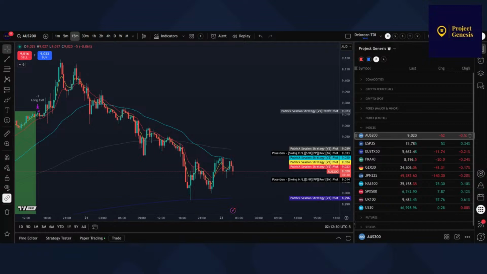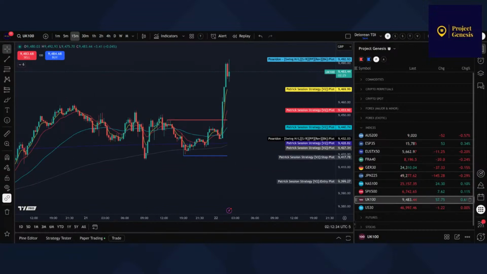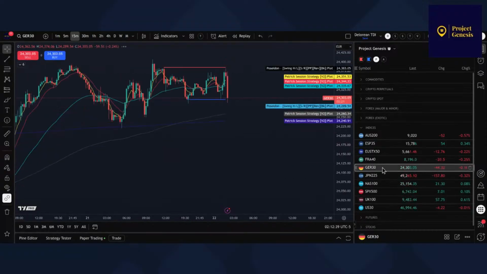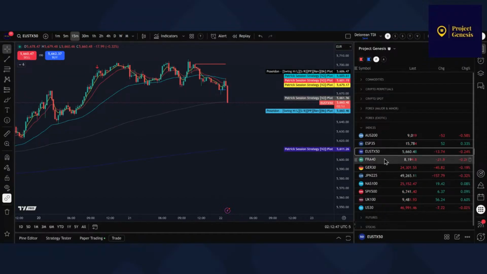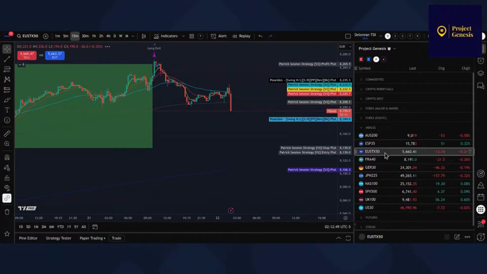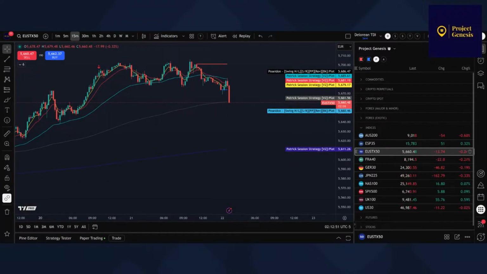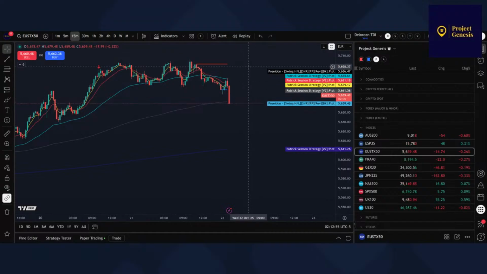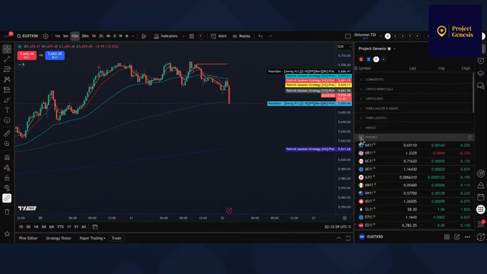Yeah, that's the only one I can see might be a candidate for this evening. It would be UK 100, and maybe, just maybe, nope, just UK 100. Possibly a buy on Euro 50, but we'll see here. We need to cross those EMAs.